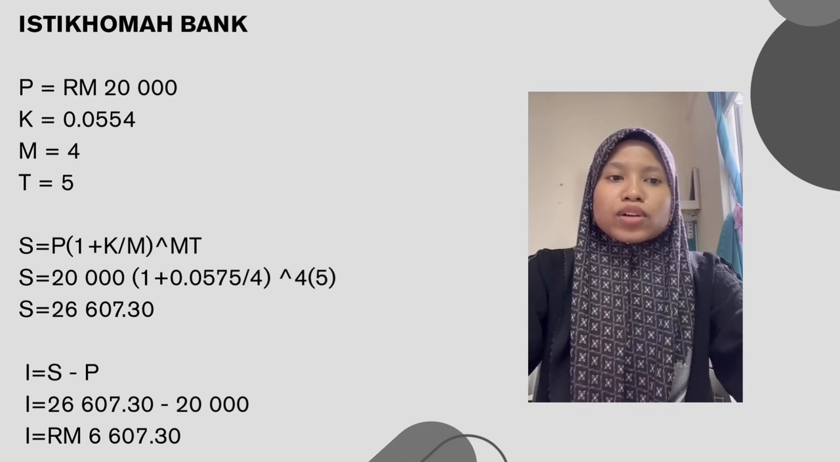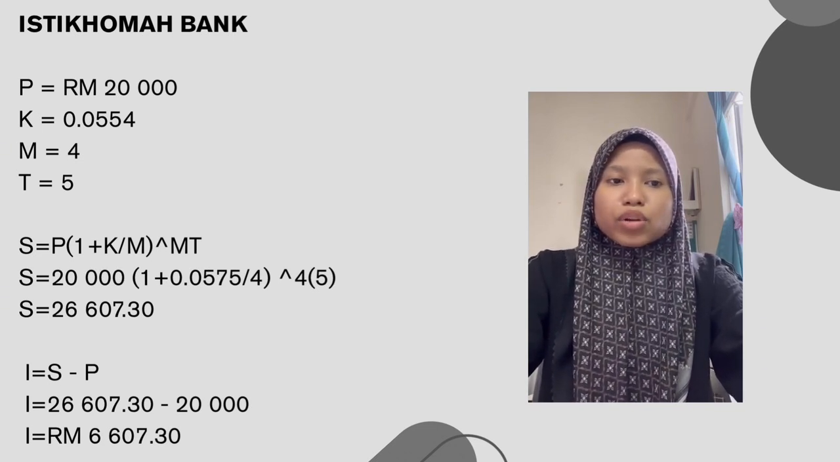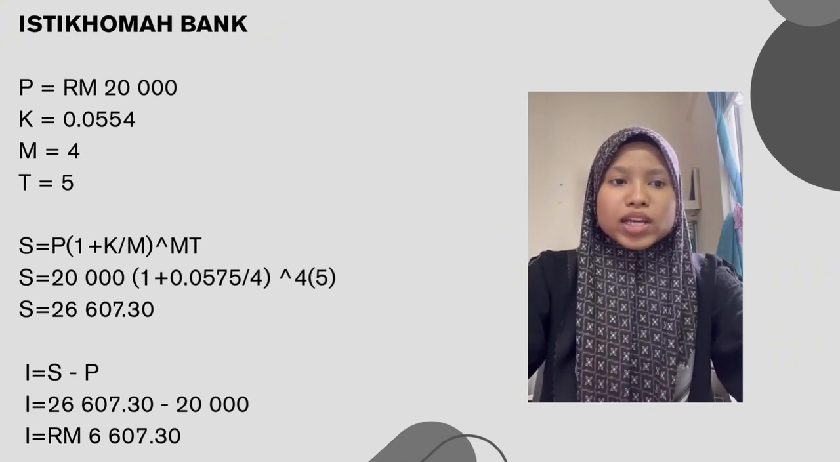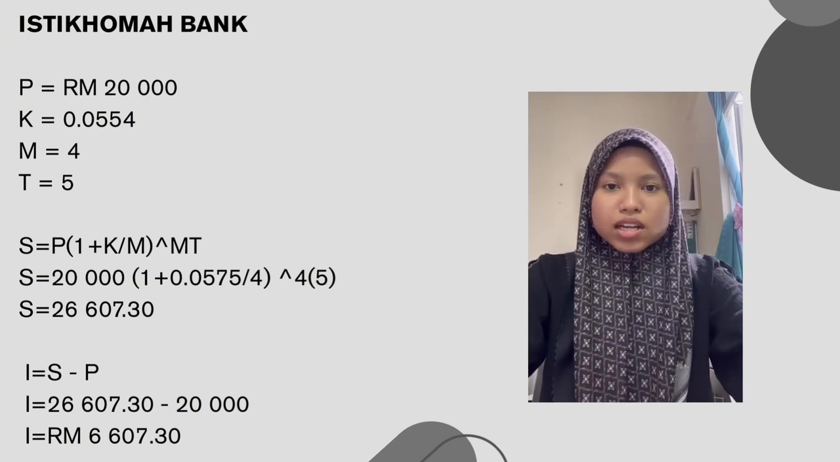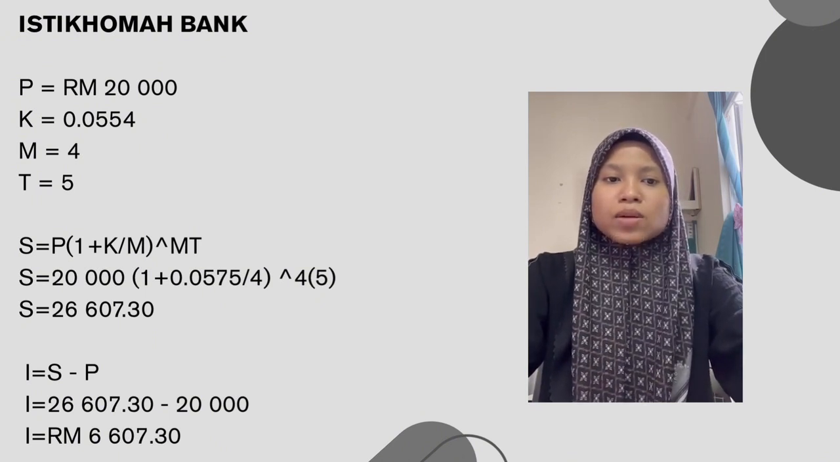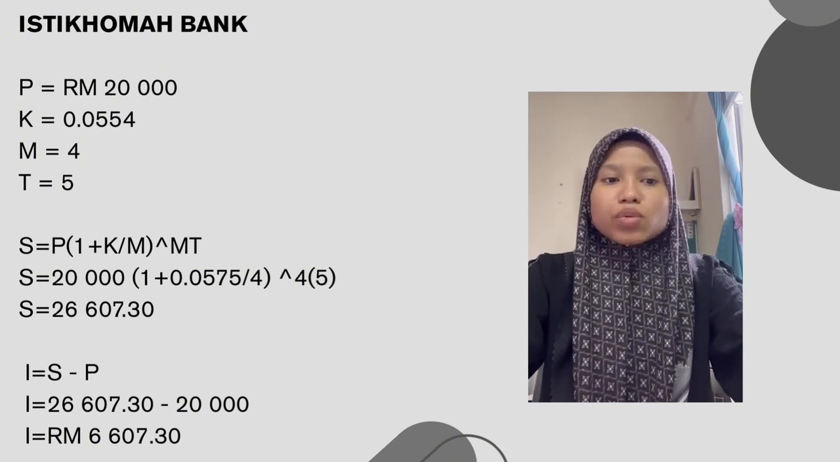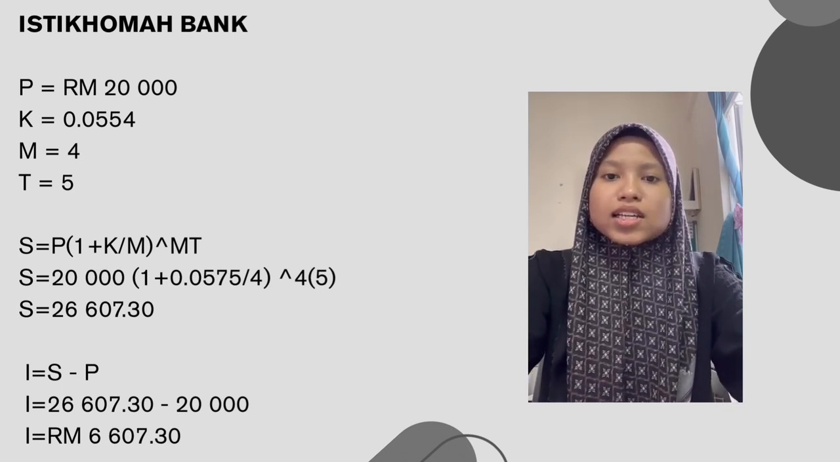Next, we move for the interest, which is the formula is same. I equal to S minus P. 26,607 ringgit 30 sen minus with 20,000. And the final answer will be RM 6,607 ringgit and 30 sen.